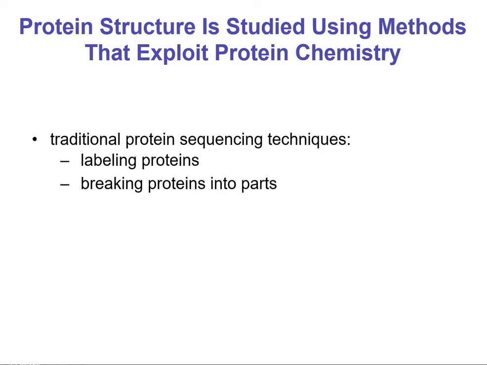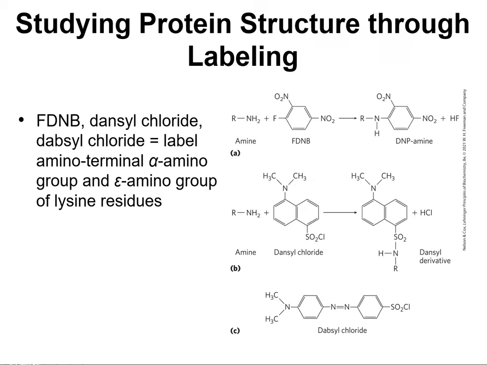Traditionally, when you're trying to figure out the sequence of a protein, you've got 2 options. You can label the protein and figure it out. You can break the protein apart, figure it out. If you're going to use labeling, there are lots of different chemicals that will label the amino terminal amino group. So remember, the first amino acid has that free amino group, and that is available to do chemistry.